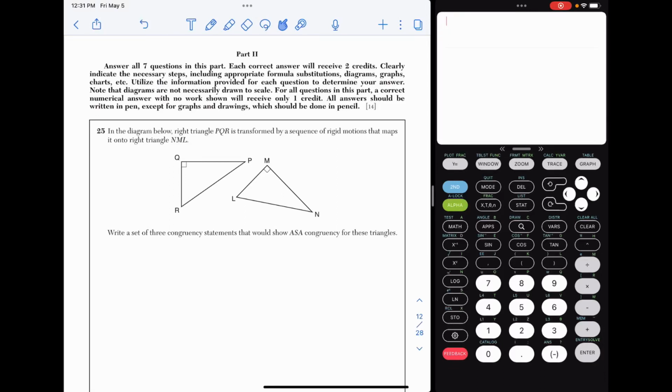Everyone, in this video, we are going through the part 2 questions. That's number 25 through 31 from the January 2020 Geometry Regents exam.